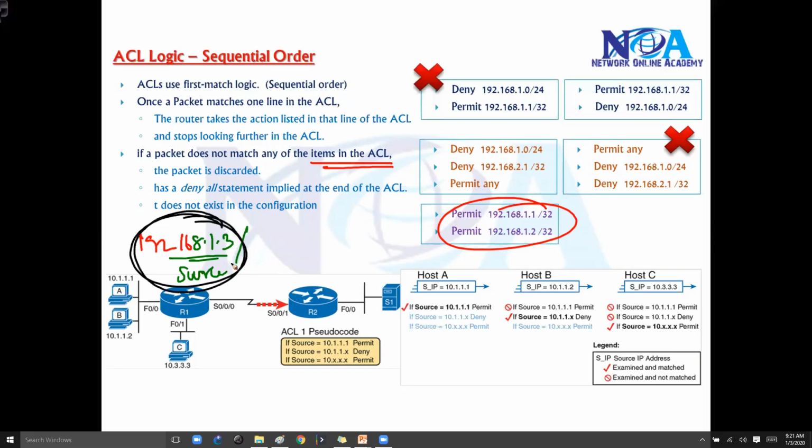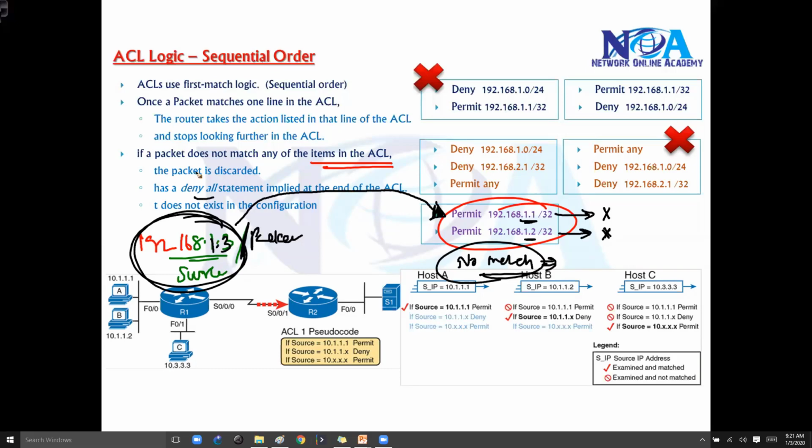If a packet matches this specific source, so this is a packet which is coming. Now it hits the router, and on the router we have configured this ACL, and it will check the first rule. 1.1 means one single host, not a match, because this is 1.3. The second rule, it will check, does not match. There is no third rule, so it does not match any of the rules. So what action is my router going to take? Basically it is going to deny.